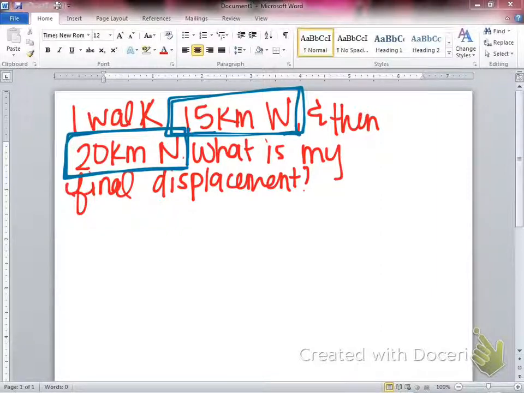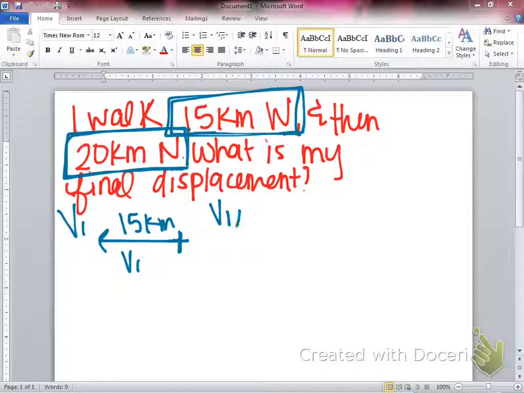So let's talk about our first vector, and we'll call this v sub 1. I want to draw that vector out by itself. v sub 1 goes 15 kilometers west. This is all that my vector looks like. Is it going at an angle at all? No, because it's going straight west, so it doesn't have an angle. But we still want to find the components of that vector. So v sub 1x is equal to, and v sub 1y is equal to.